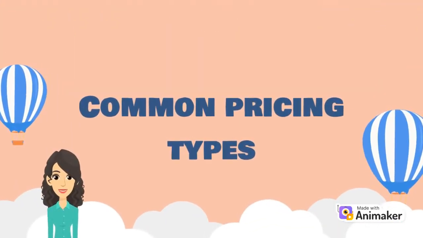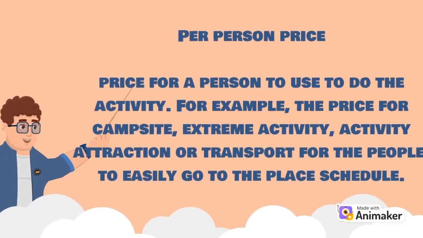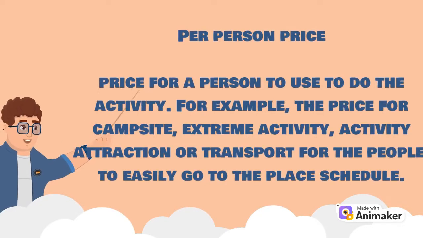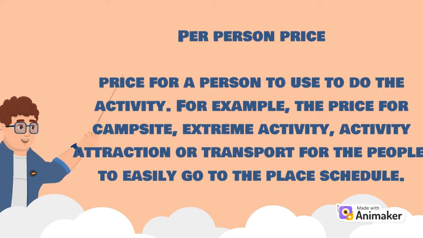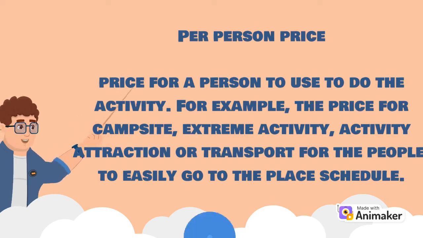Common pricing types. Per person price is the price for a person to do the activity, for example, the price for campsite, extreme activity, activity attraction or transport for the people, to easily go to the place schedule.